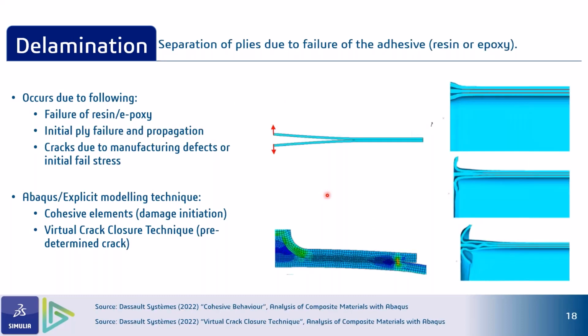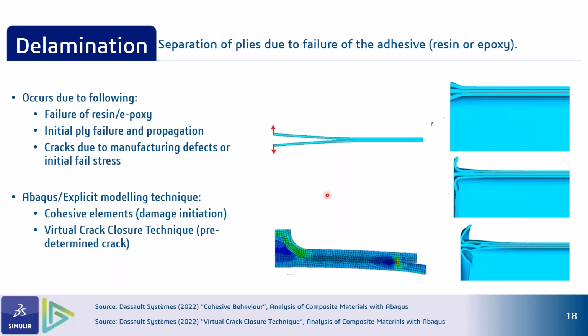Let's talk about delamination. Delamination, the failure occurs for a few reasons. One is, of course, the resin or the epoxy has failed. And these resin and epoxy can fail due to poor manufacturing standards. So if your curing process wasn't done properly, then you could expect the lifetime of your laminated composite to degrade and delamination to occur. The initial ply failure and propagation can also create a delamination. So for example, because one ply cannot sustain the load that it's supposed to, other plies will also start propagating damage and the entire structure might delaminate. Cracks that happen due to manufacturing defects can also be a big cause of it.